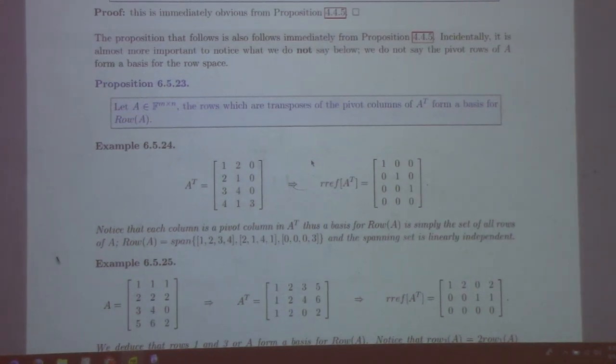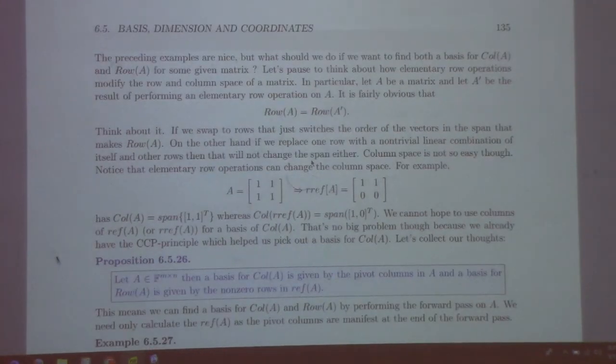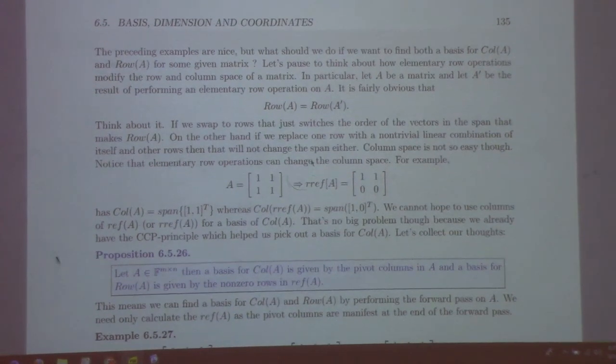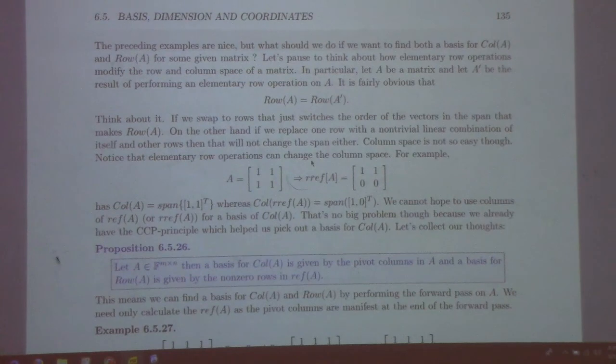In your homework, for example, I gave you a matrix with 4 rows. If you just look at it, you'll be able to see that 2 of those rows are linearly independent, and the other 2 can be built from the 2 that you choose as the basis. Which problem am I talking about? 66, yeah, okay.